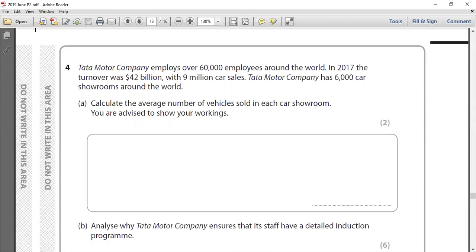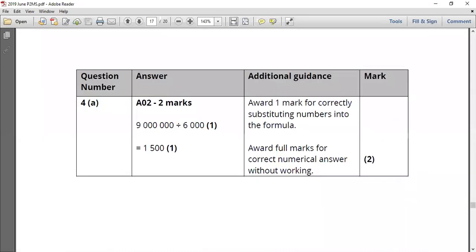So they ask you to calculate the average number of vehicles sold in each car showroom, right? This section is normally a costing section. You can see: the average number of cars sold in each car showroom. Easy question. How to do it? Take the total number of car sales and divide it by the total number of showrooms. That is 9 million over 6,000. 9 million vehicles divided by 6,000 showrooms. That means for one showroom, the value coming is 1,500 vehicles per showroom.